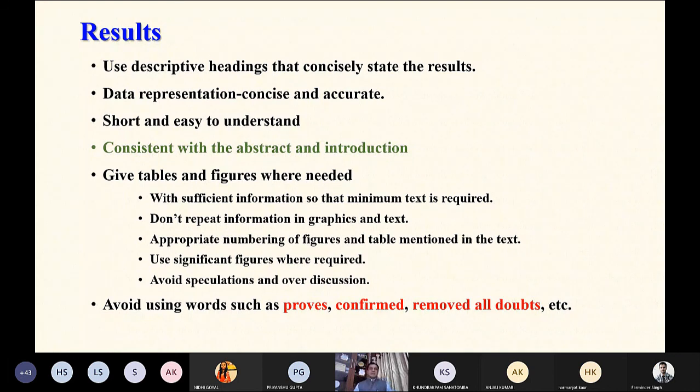Now the other part is the results, meaning the findings that we are going to have. Normally you must have seen that if you use SPSS software for any statistical analysis, there are a number of different tables in the SPSS output file. The same happens with SEM, AMOS, or any software you use for statistical analysis. So how do we present that information in the results section? We have to use descriptive headings that clearly indicate the results.